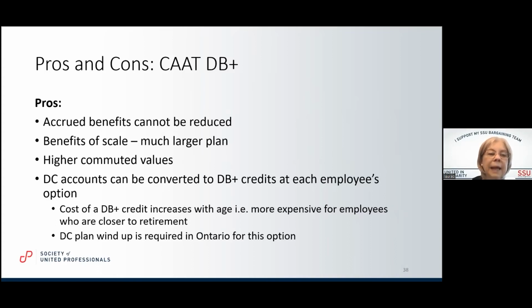It's a much larger plan. It has higher commuted values for those who want to leave and take their value out of the plan. And it is possible to use your defined contribution account to buy credits in the DB Plus plan. So it isn't dollar for dollar. It does increase with age. It's more expensive for employees who are closer to retirement.